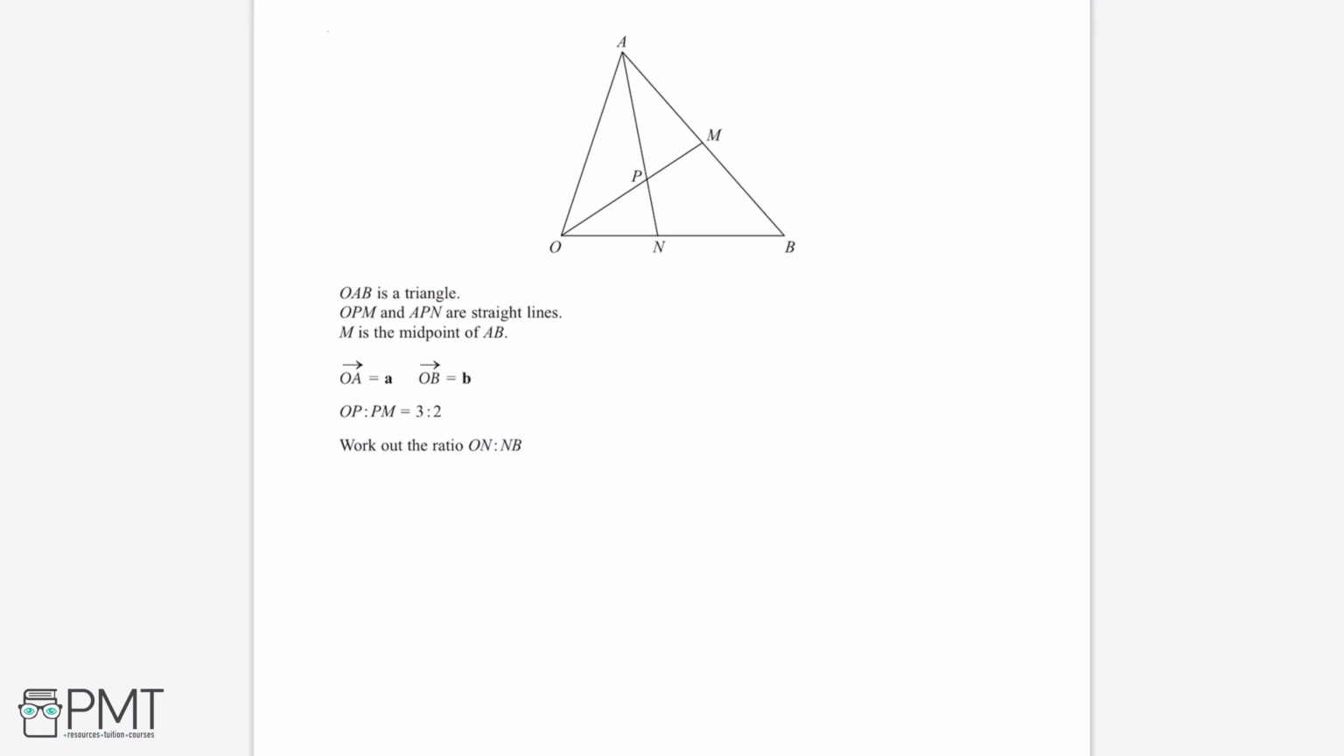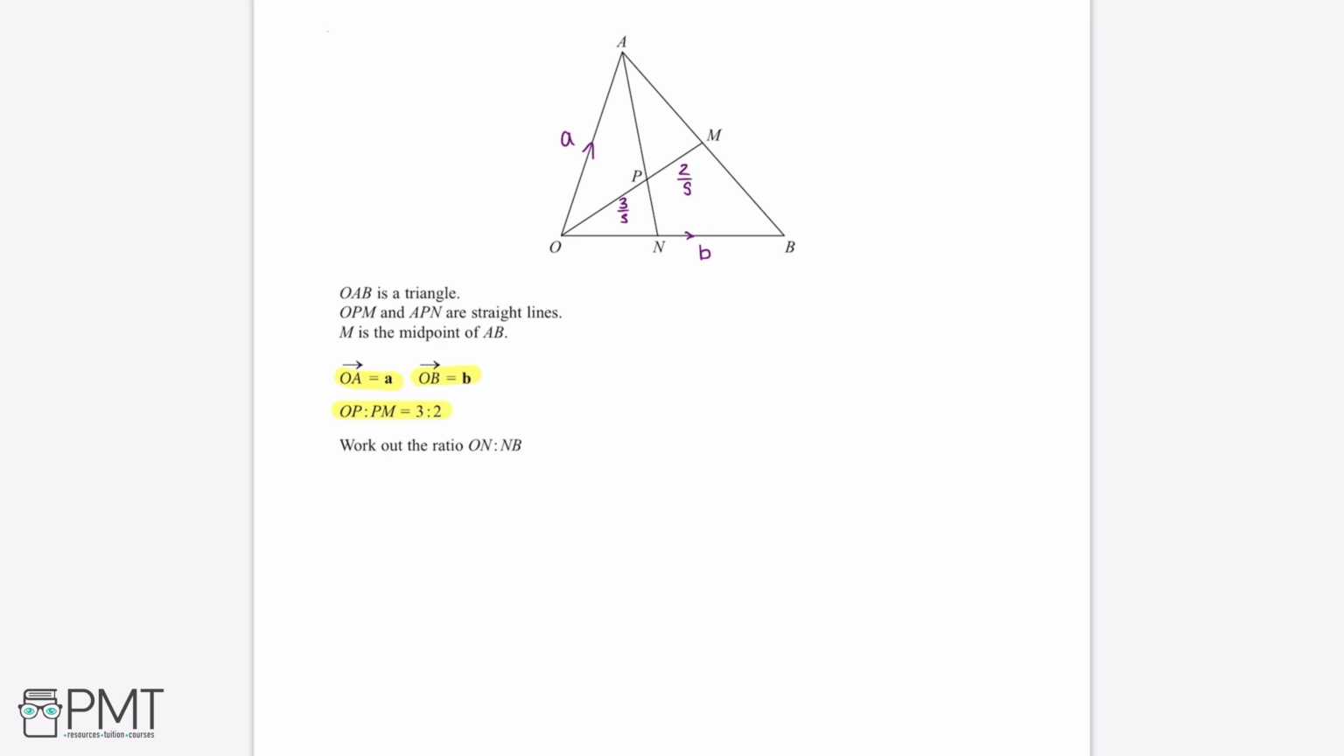So the first thing we can do is annotate this diagram with the information we've been told in the question. We've been told that OA is equal to a, and OB is equal to b. And then the ratio of OP to PM is 3 to 2. So this means that OP is 3/5 of the line OM, and PM is 2/5 of the line OM.